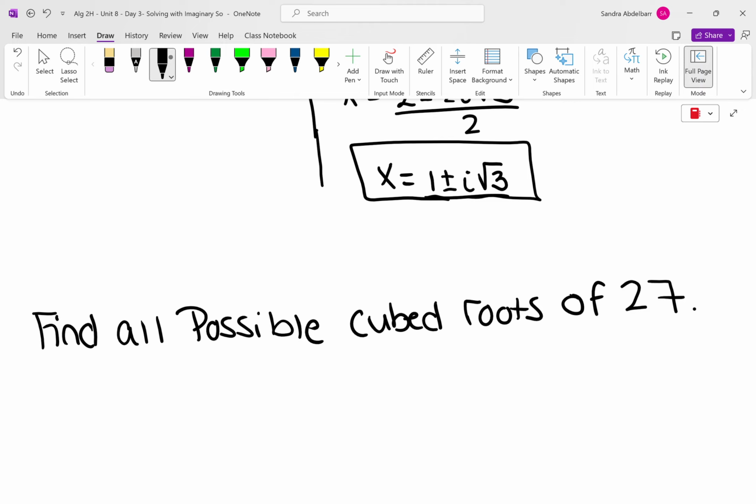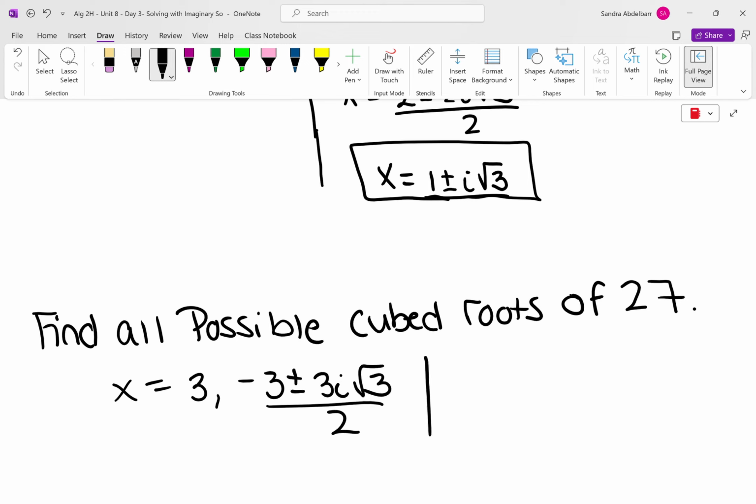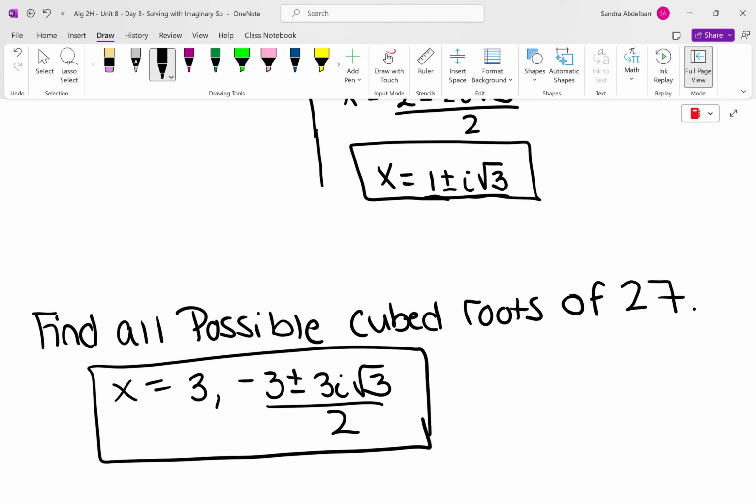Are we done? I hear some chattering. All right, somebody tell me, what did you get? Danny. x is equal to 3 and negative 3 plus or minus 3i root 1 over 6. Perfect. Anybody need to see me do this one? All right, we are done for today.